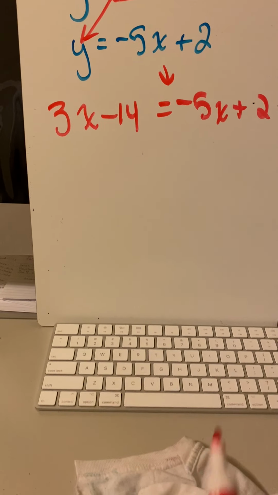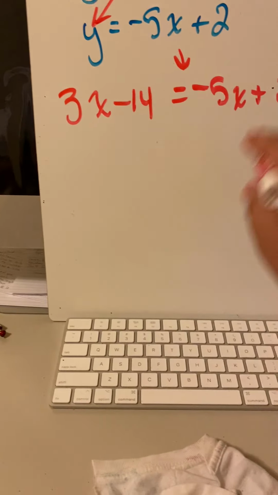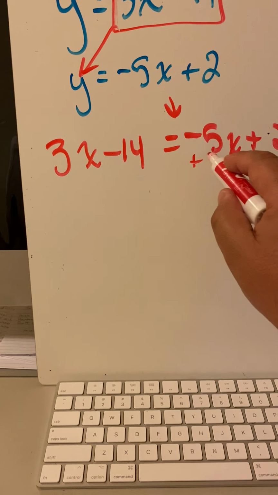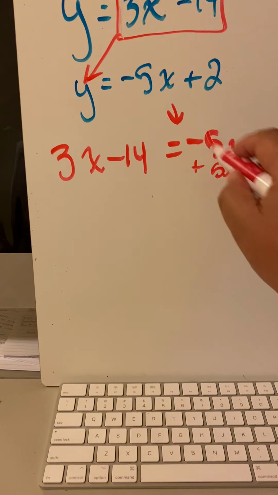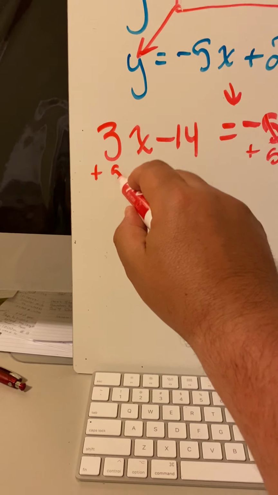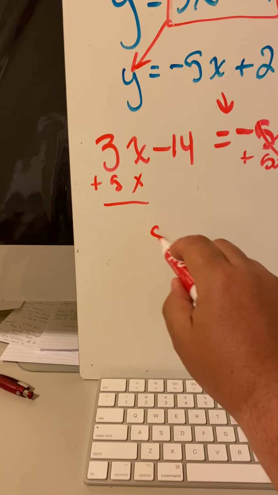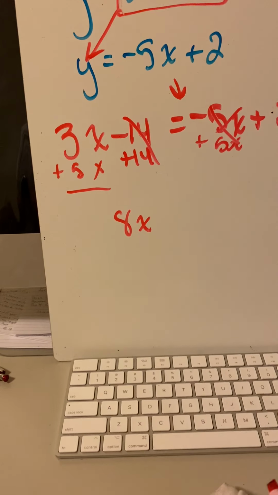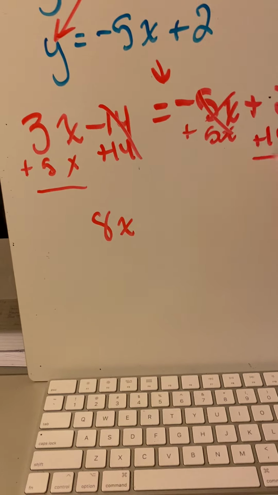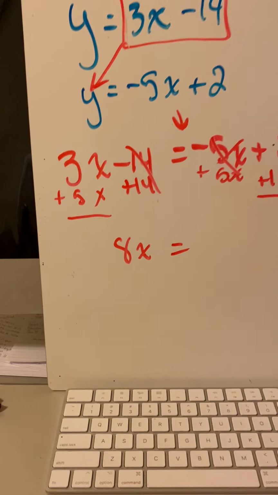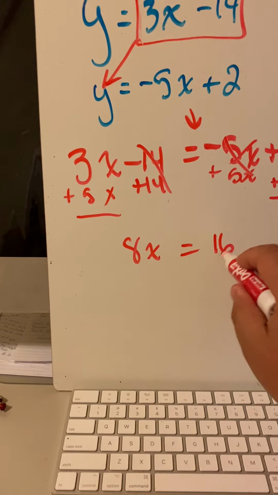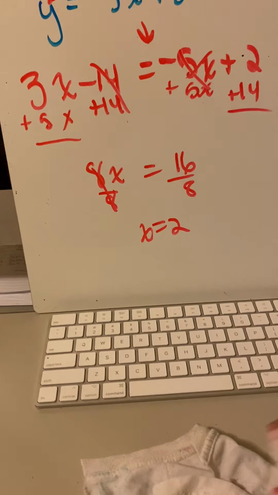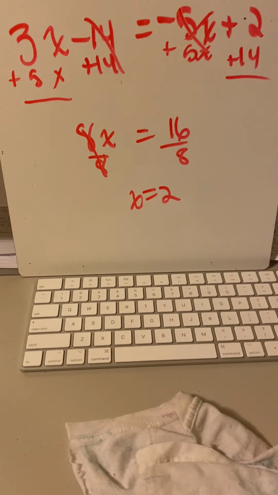It's your choice. You can take the 5x, move it over here. You can take the 3x, move it over there. I don't care. I'm going to move the negative 5x because I don't want negative x values. It really doesn't matter. 3x plus 5x is 8x. Add the 14. And I'm sure some of you are going, oh, I already see that this one's going to work out nice and neat. I'm hoping. Okay. 14 plus 2 is 16. And we know that 16 divided by 8 is 2. X equals 2. Not done.